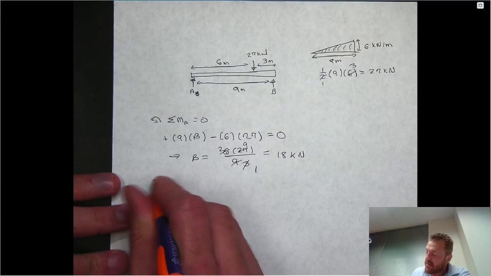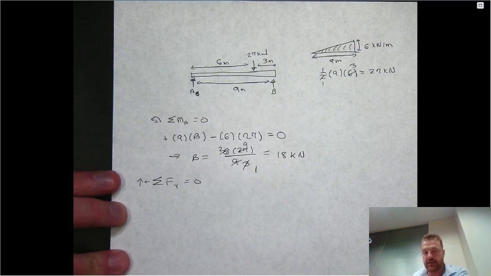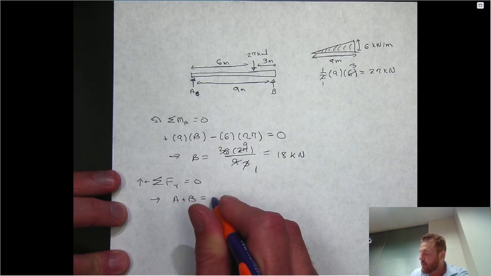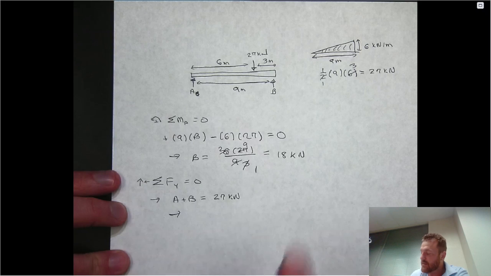And then we can solve for the reaction at A by simply summing all forces in the Y direction and setting that equal to 0. And that shows us that A and B going up have to equal the 27 kilonewton force going down. So we already know that B is 18 kilonewtons.